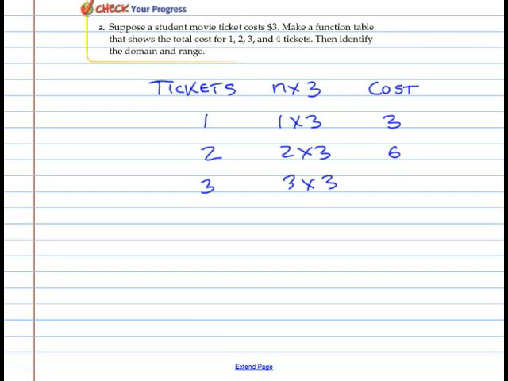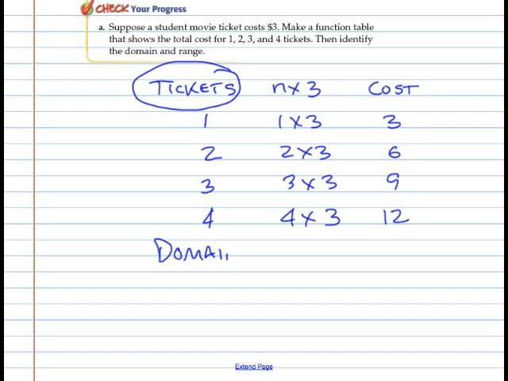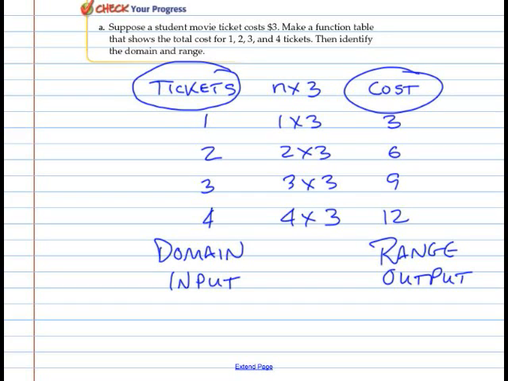2 tickets is 2 times 3, which is 6. 3 tickets is 3 times 3, which is 9. 4 tickets would be 4 times 3, which is 12. This is the domain, the input, this is the range, or the output, and this is our function rule.